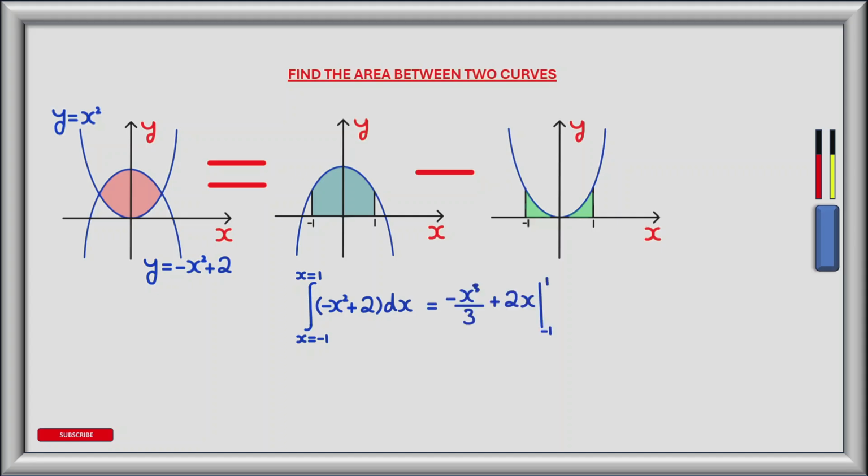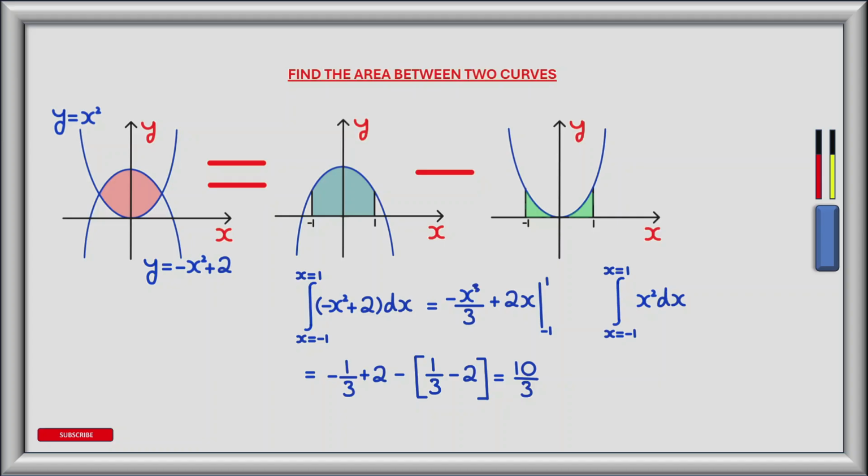The antiderivative of this is minus x cubed divided by 3 plus 2x, and we need to evaluate this between x equals minus 1 and x equals 1. If we now plug the limits of integration into the antiderivative, we have minus 1/3 plus 2 and minus, in the bracket, 1/3 minus 2. And evaluating this gives 10 divided by 3.